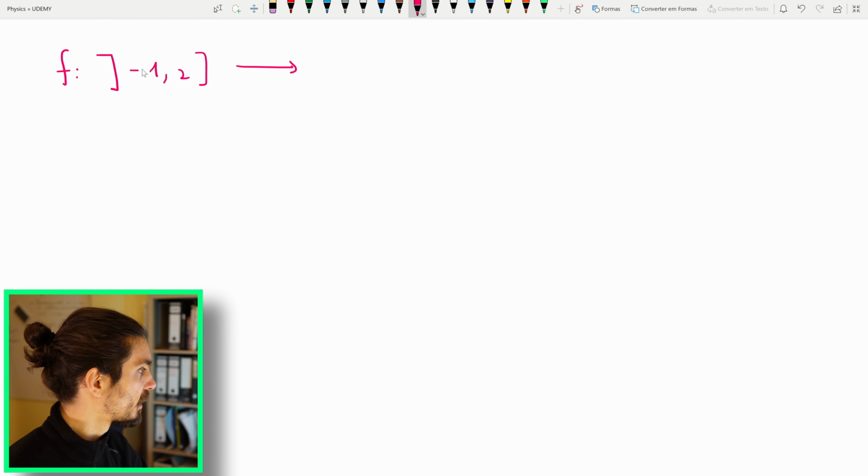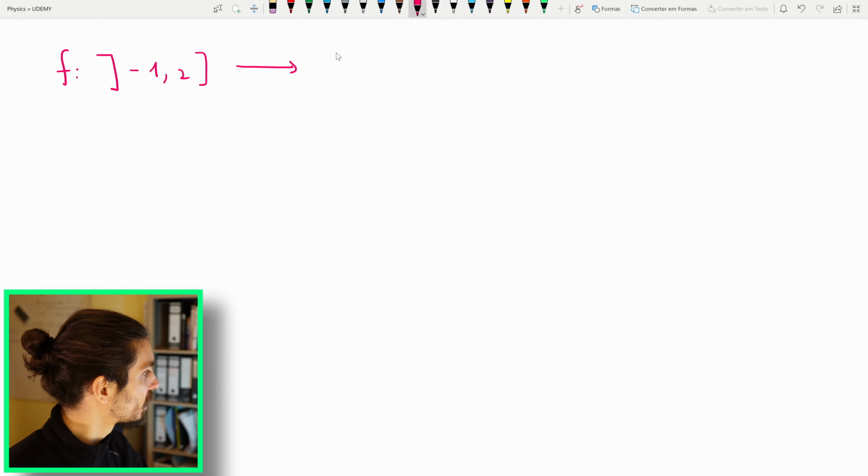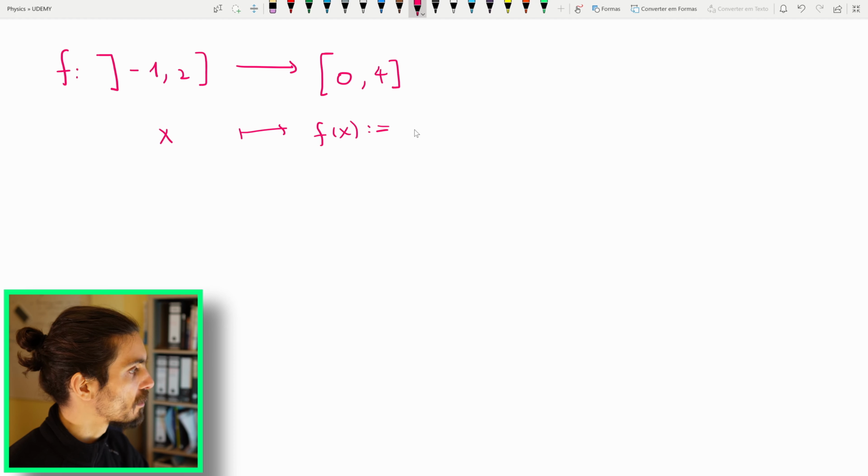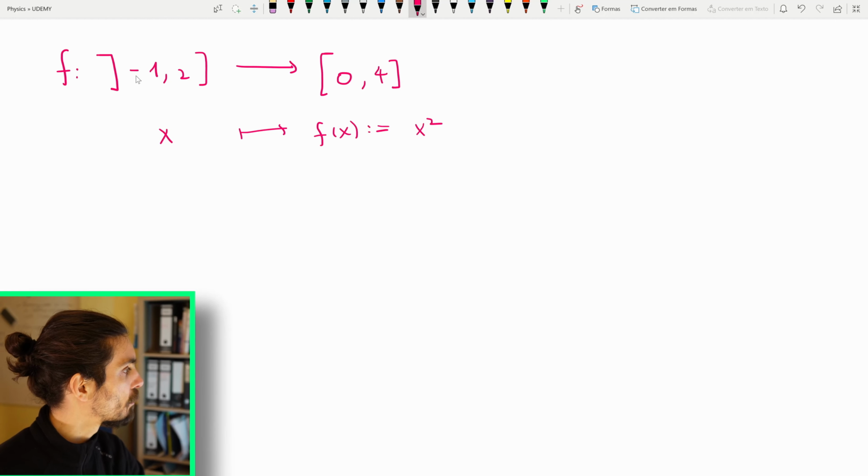and which maps these numbers into real numbers. But for the present case, I'm going to immediately set the codomain as the range of the function. And the range in this case is all the numbers from 0 up to 4. The function in question will map the x numbers in this interval into f of x, but f of x is just an abbreviation for x squared. So this is a simple example of our parabola, but just a section of it, the section between -1 and 2.